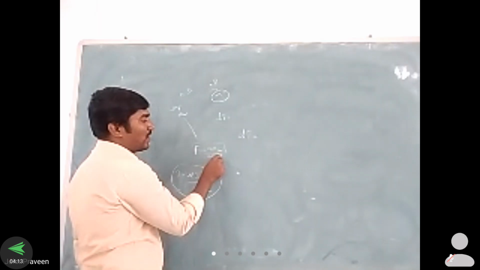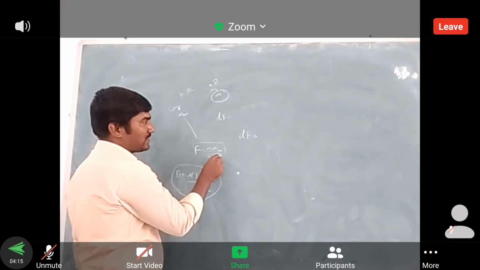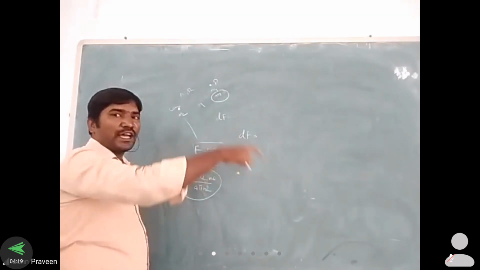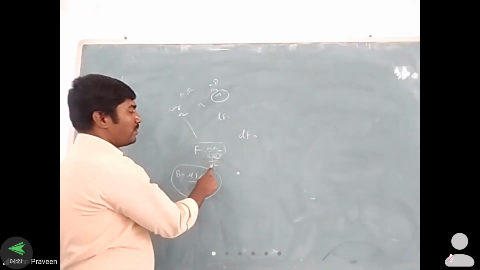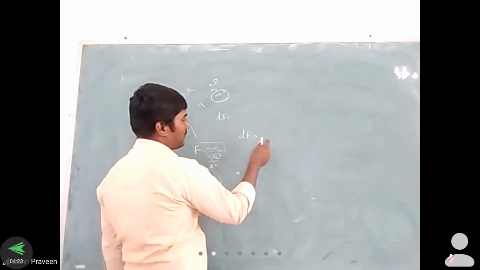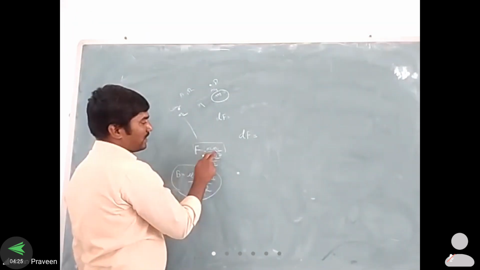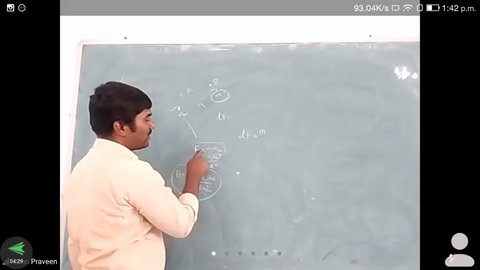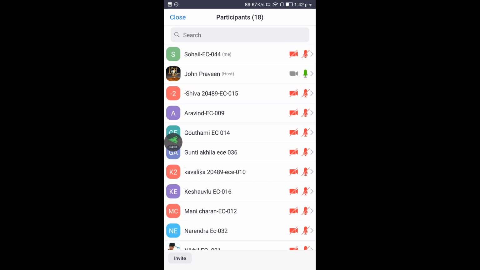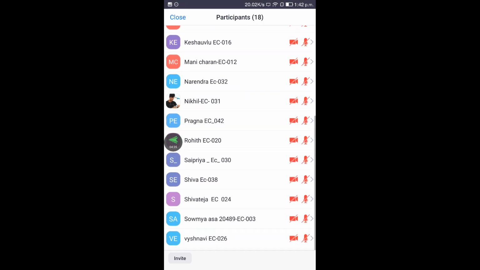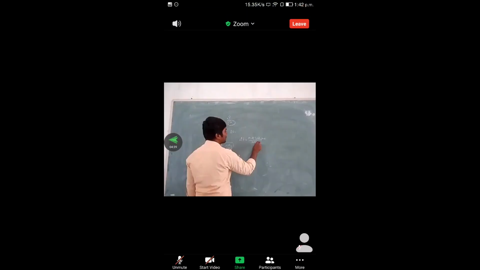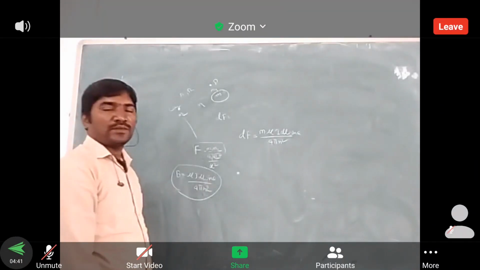But it is not d. We are not considering the distance. Here the radius is considered, because it is around the conductor. So dF is equal to, instead of M2 we write M, and instead of M1, we write the entire equation. It is nothing but mu into I into dl sin theta by 4 pi r square. Is it clear?